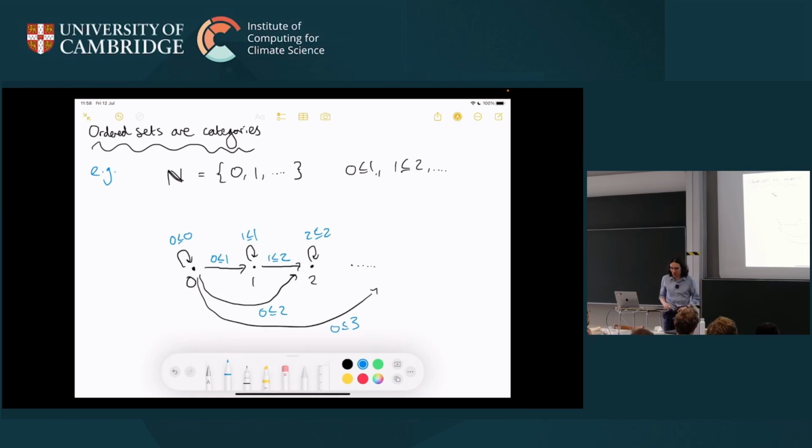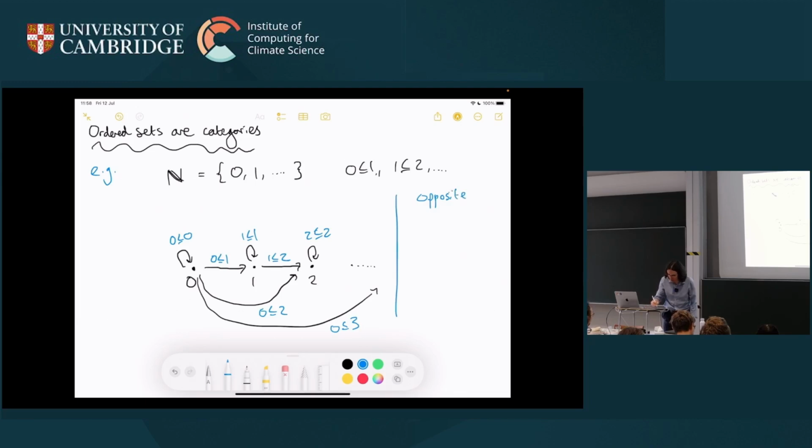Yeah, this is a great question. So the question is, what about the greater than or equal to? Is it the same category or a different one? That would be a different category. It would have the same objects but different morphisms, and they would be going the other way. It's not something I'm going to talk about today, but that would be known as the opposite category.